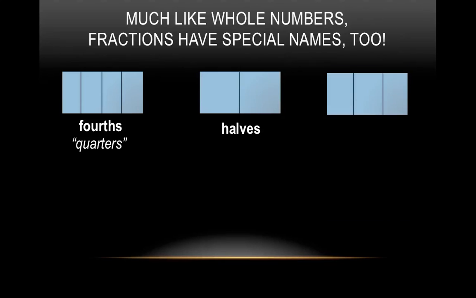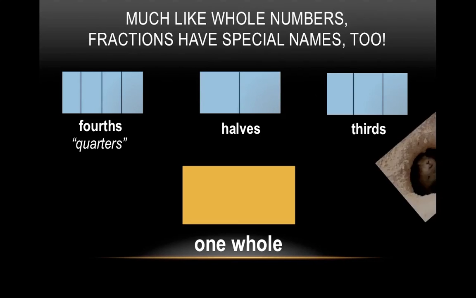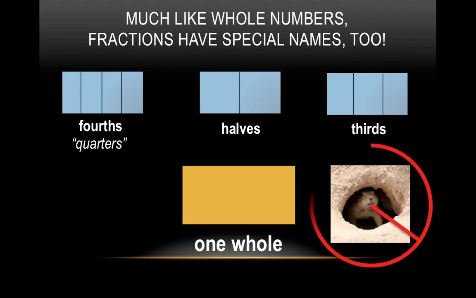And here we have a whole partitioned into 3 equal parts. We call these parts thirds. And here we have a whole partitioned into only 1 part. We call this very special part a whole. This is 1 whole. Not to be confused with this 1 whole, which is a very different whole.